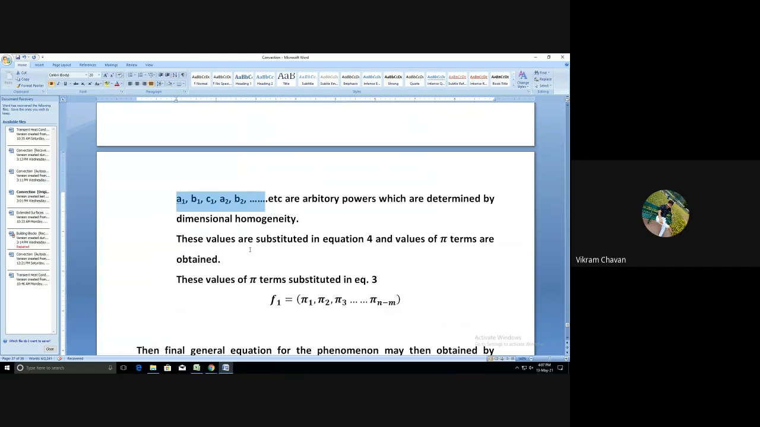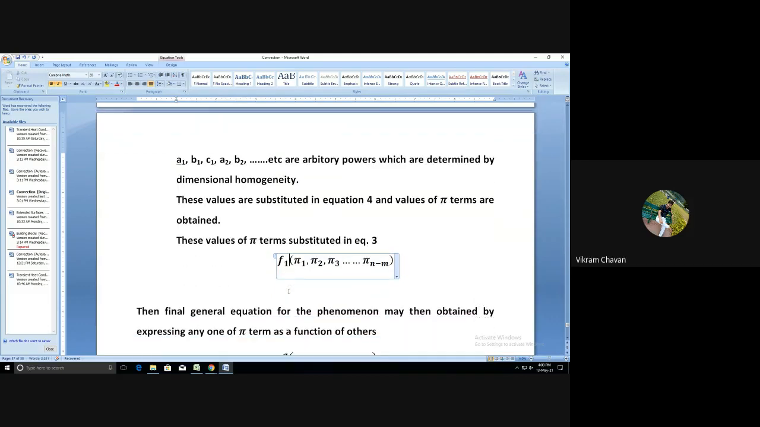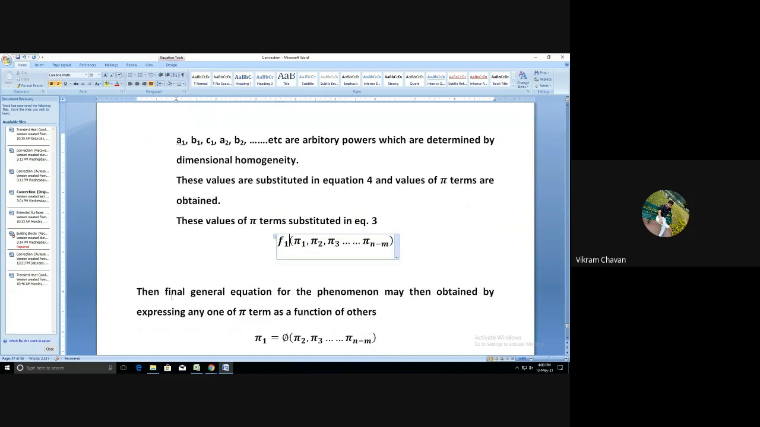Once you obtain these pi terms, you can write the functional equation for the pi terms as a function, as we considered in equation number 3, f1 inside the bracket: pi 1, pi 2, pi 3 up to pi n minus 1. This will be the final generalized equation, and further you can write one of the pi terms as a function of the remaining pi terms.